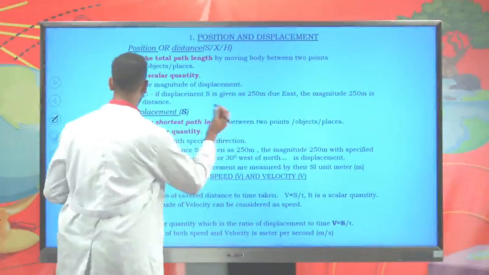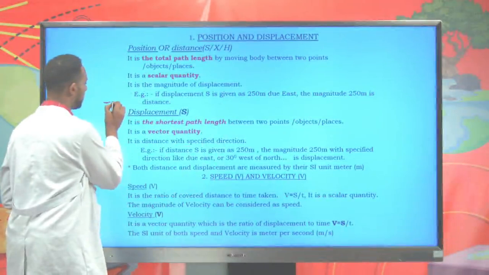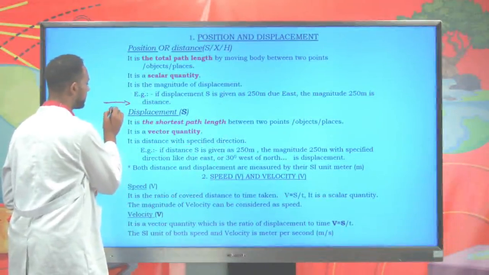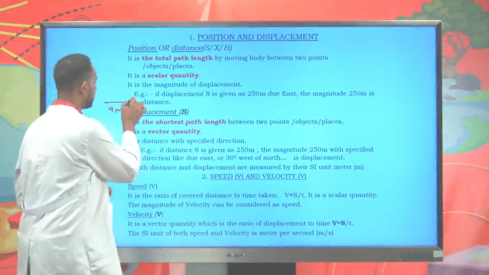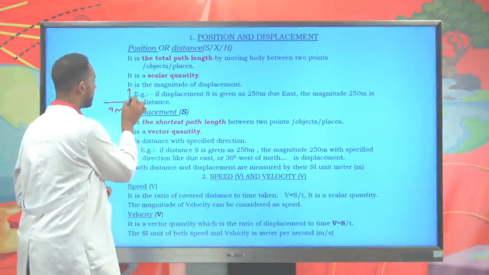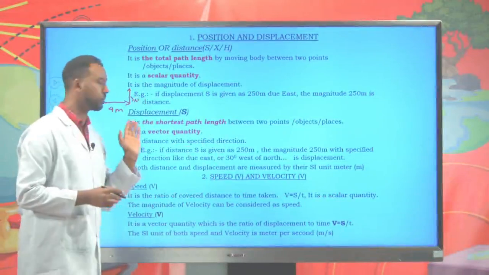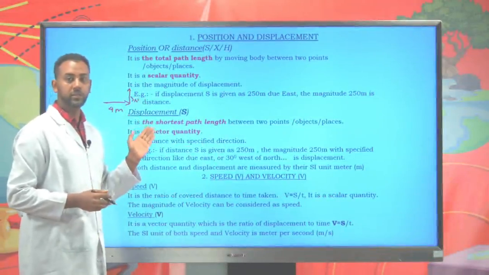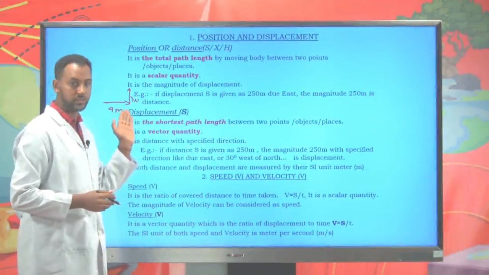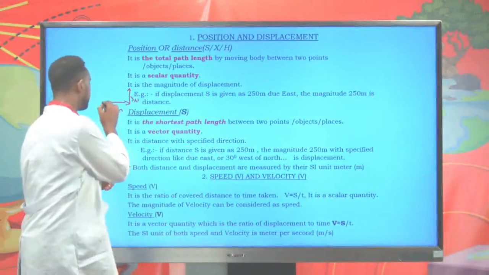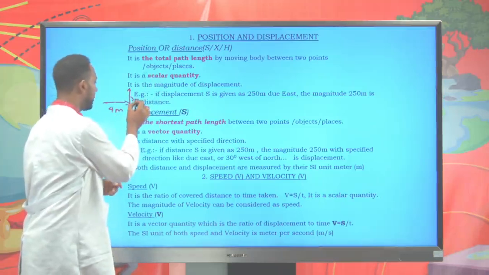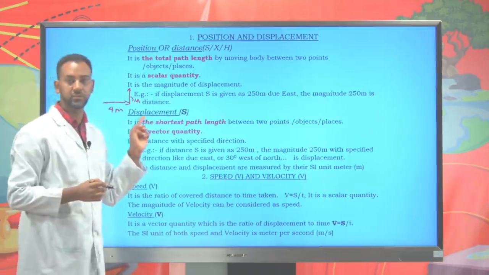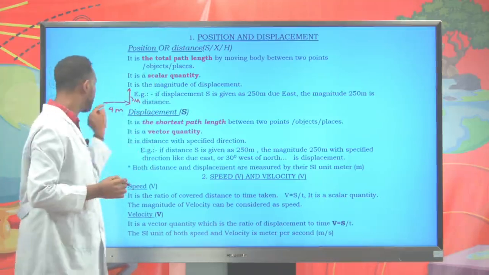Suppose here we have a particle that might move 4 meters to the east, and it might then move 3 meters to the north. Whenever we are trying to determine distance, we should add all the lengths. All the length between the two is the total path length. So 4 meters plus 3 meters gives us 7 meters. 7 meters is the distance between the 2 points.